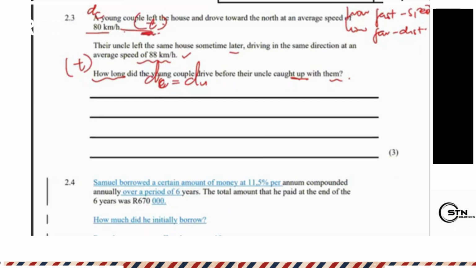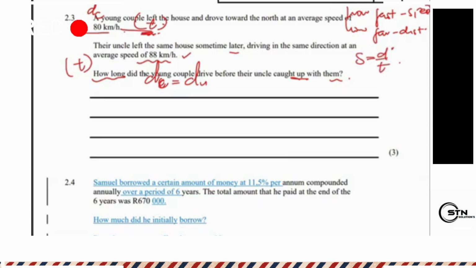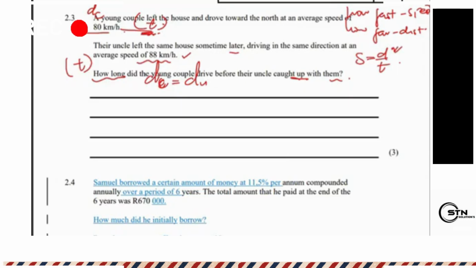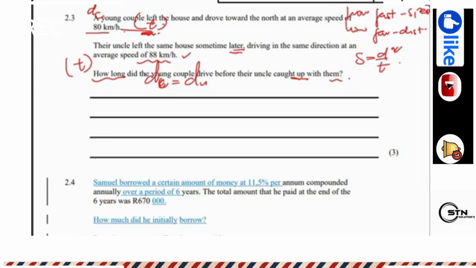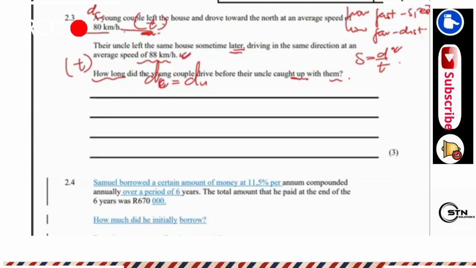So I'm going to use the speed, distance, and time formula. You know that speed is distance over the time. But now I'm looking for how long. So they never told us the duration when the uncle left after, because they just told us later. After how many minutes? After how many hours? The only thing they gave us was just the speed. Okay, let's see how we break this down.